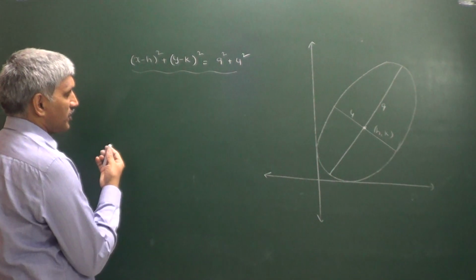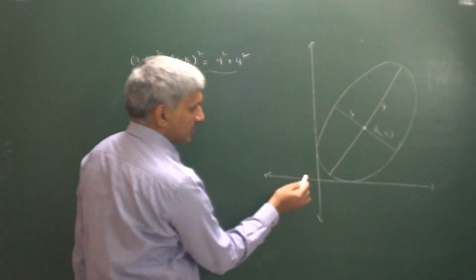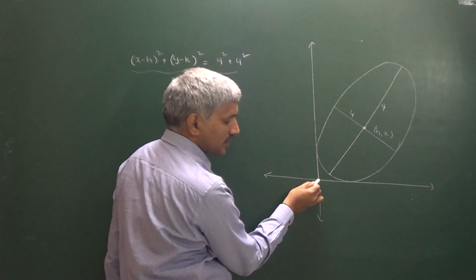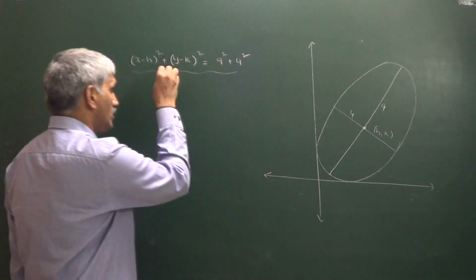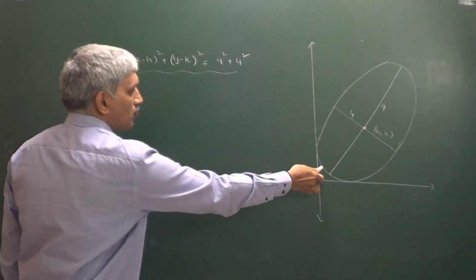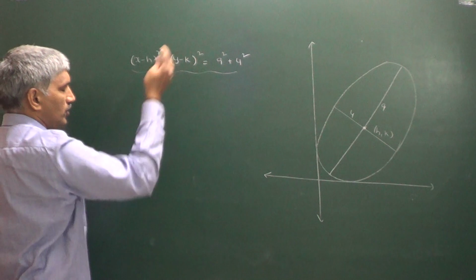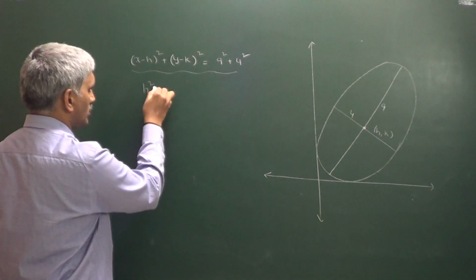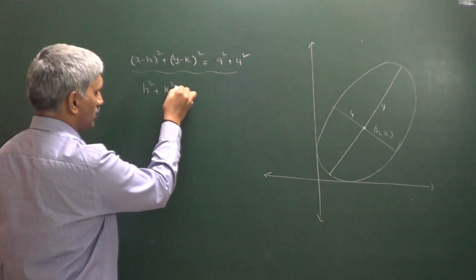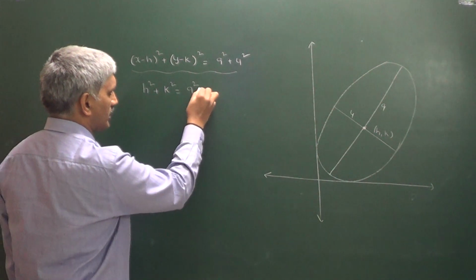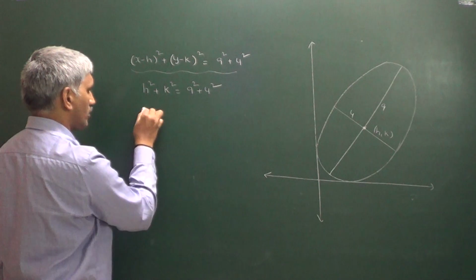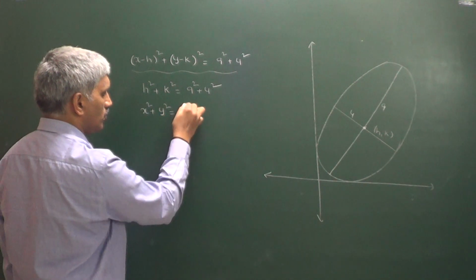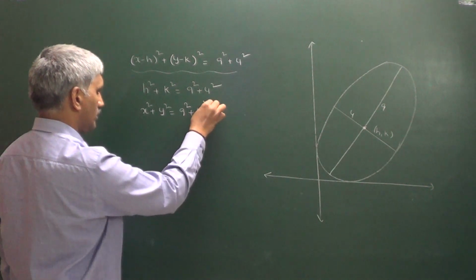Now, what information do we have? This director circle, because these two are also tangents, their intersection is the origin. That means this circle is passing through the origin. So we put x equals 0 and y equals 0. Then we get h square plus k square equals 9 square plus 4 square. Therefore the required locus equation is x square plus y square equals 9 square plus 4 square.